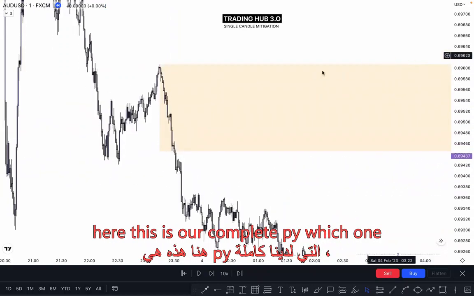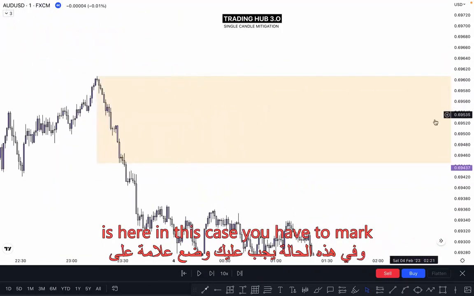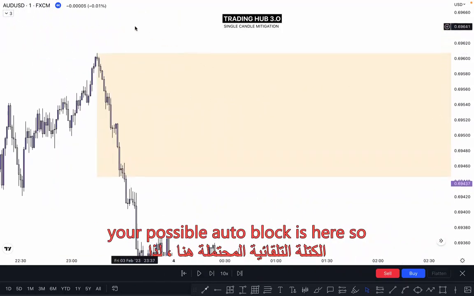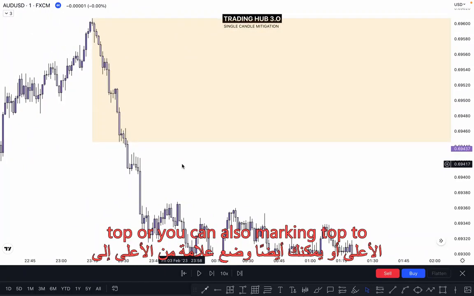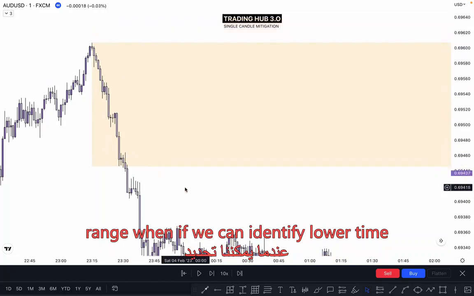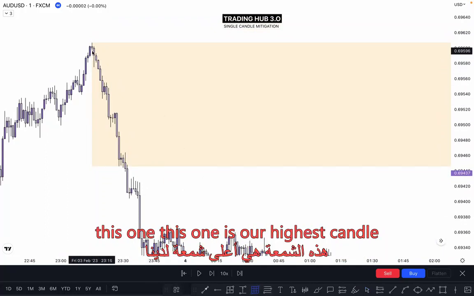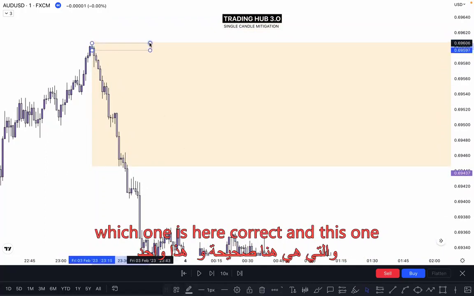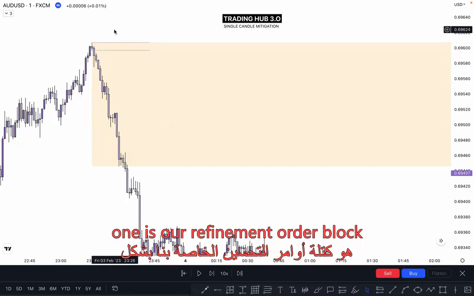Look at this picture here. This is our complete POI. In this case, you have to mark your possible order blocks here. So first of all, always start from bottom to top, or you can also mark top to bottom, okay, because this is our entire range where we can identify lower time frame order blocks. So first of all, look at this one. This one is our highest candle, correct? And this one is called the extreme order block, and this one is our refinement order block, correct?